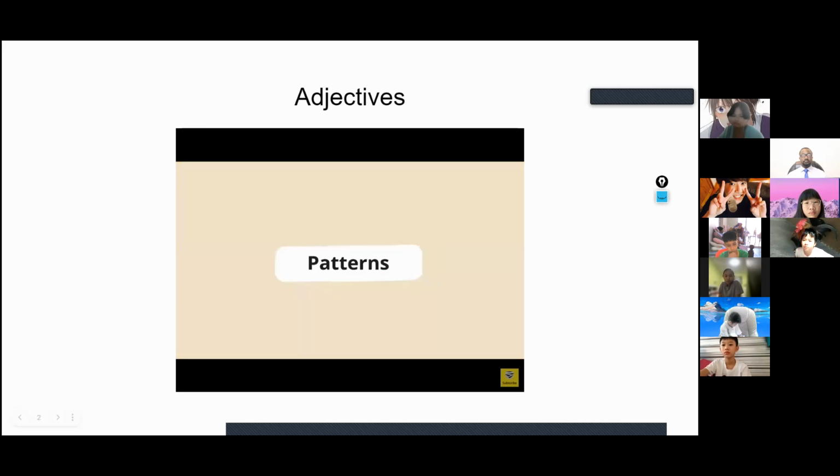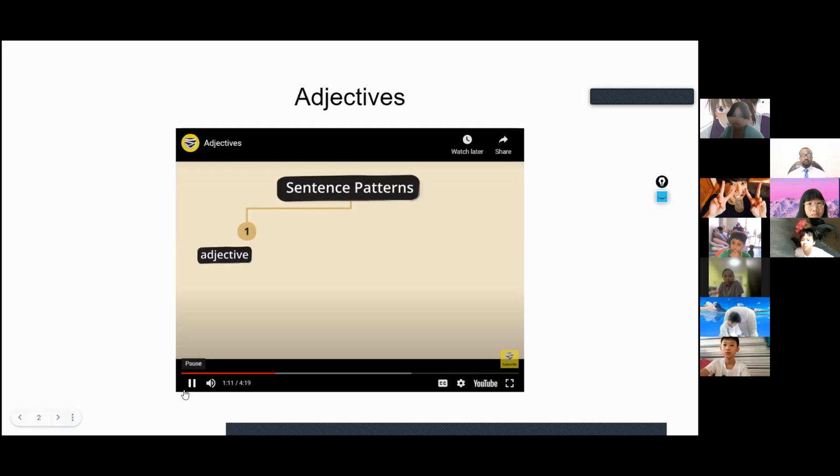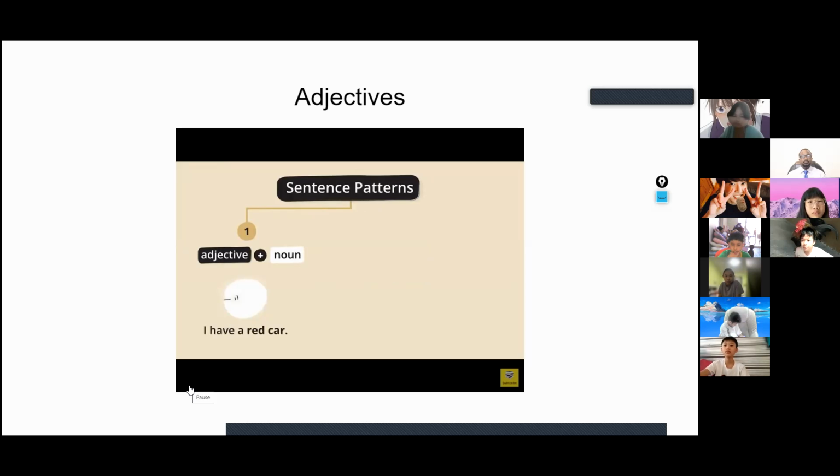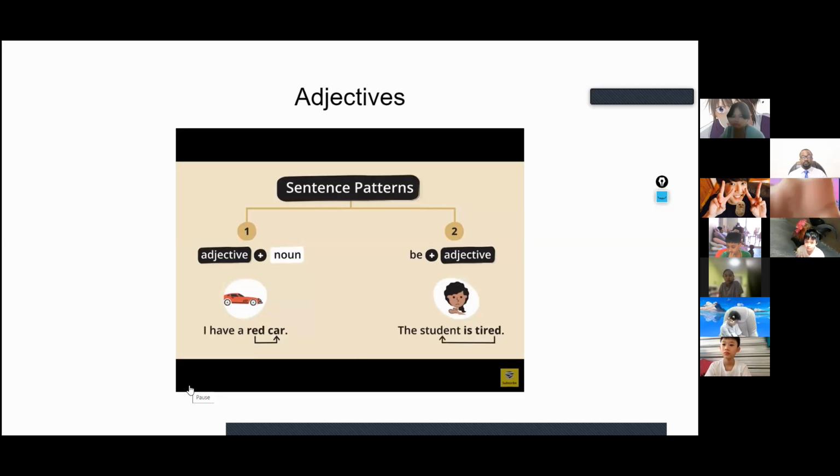There are two common sentence patterns for adjectives in English. The first pattern is adjective plus noun. For example, in the sentence, I have a red car, the adjective red comes before the noun car. Red describes car. The second pattern is be plus adjective. In this pattern, the adjective follows the be verb and describes the subject noun in the sentence. For example, in the sentence, the student is tired, The adjective tired follows the verb is. Tired describes student.